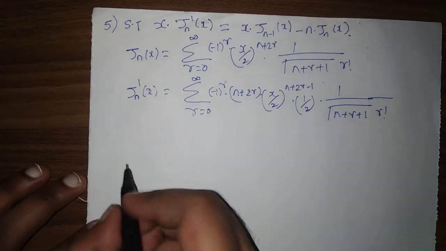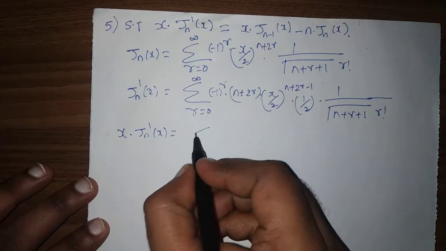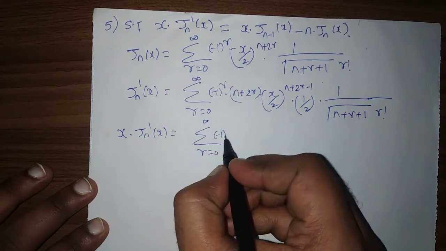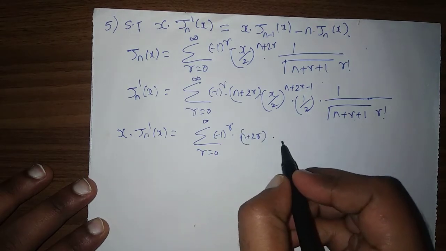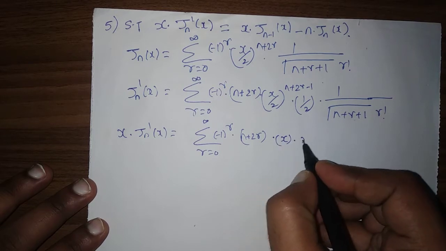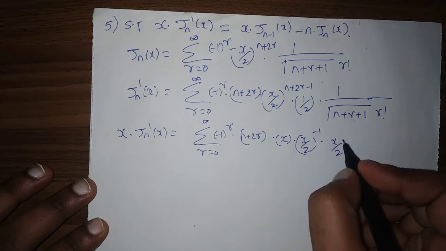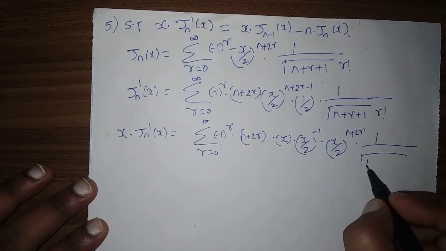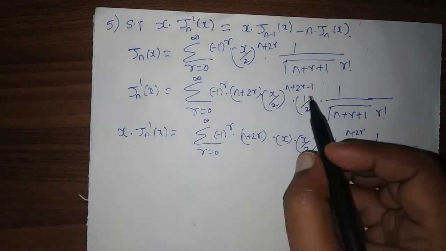Now I should multiply x to this. x into Jn dash of x. Summation r varies from 0 to infinity, minus 1 to the power of r, n plus 2r into, so I will take x here, x into x by 2 to the power of minus 1 into x by 2 to the power of n plus 2r into 1 divided by gamma of n plus r plus 1 into r factorial. So I have separated this.